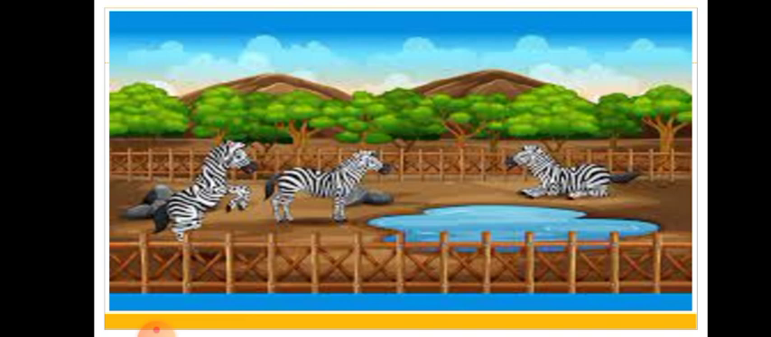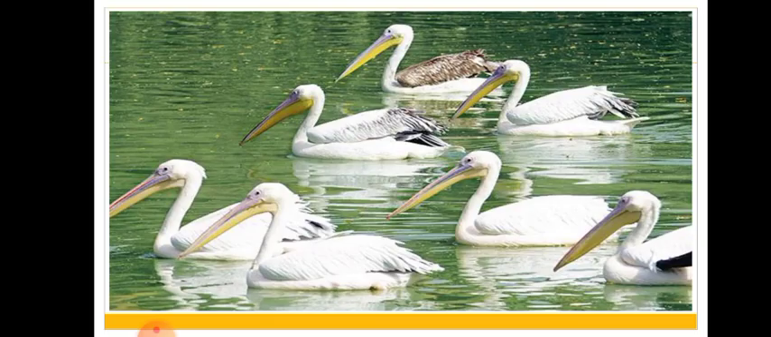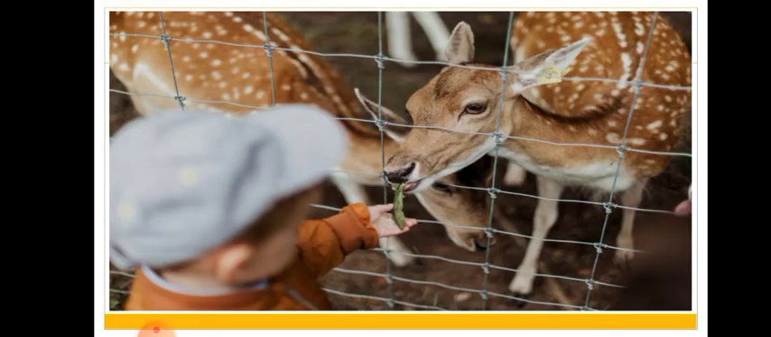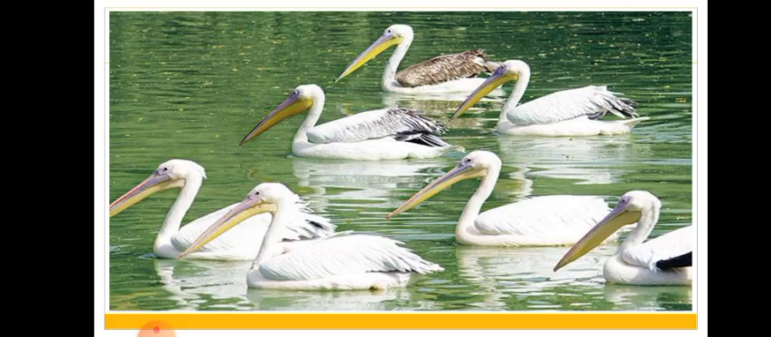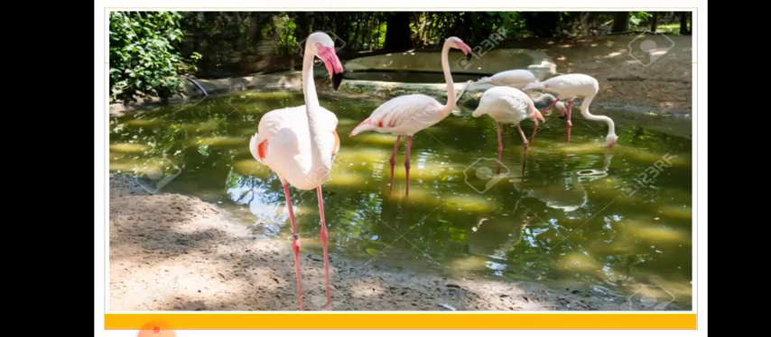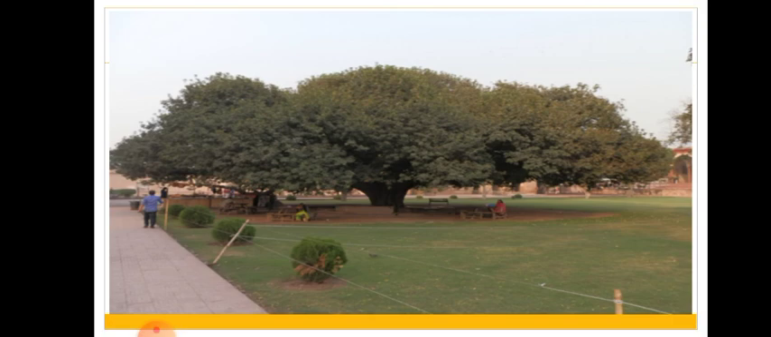And this is the separate enclosure of zebras, as you can see. And there are swans and ducks swimming in the pond. There is a deer, swans, and there are huge trees. People are sitting under the tree for taking their lunch.